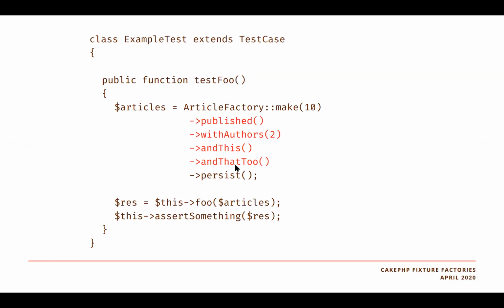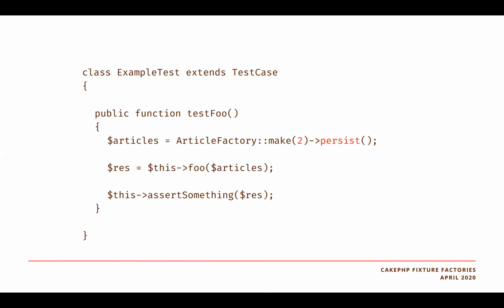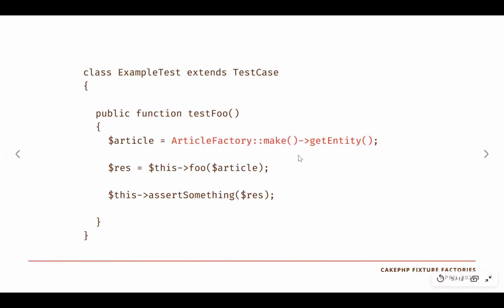It will not persist. The only thing it will do is manipulate the way the factory will generate the entity or entities in the end. It won't save anything. The only method that saves is persist. And you don't have to persist. You can also say, I'm happy with having an entity, I don't want to save it. Why not? And you can use get entity or get entities. I hope that answers the question.